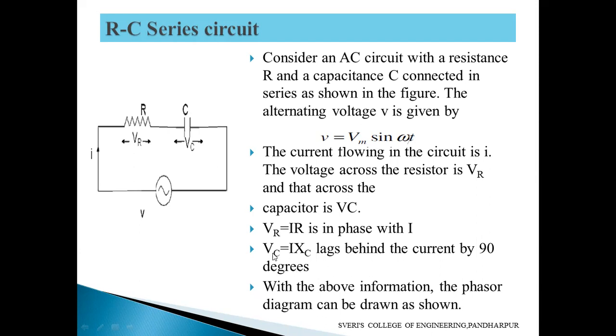Therefore, VC equal to IXC. You write this one. VC equal to IXC. With the above information, the phasor diagram can be drawn as.